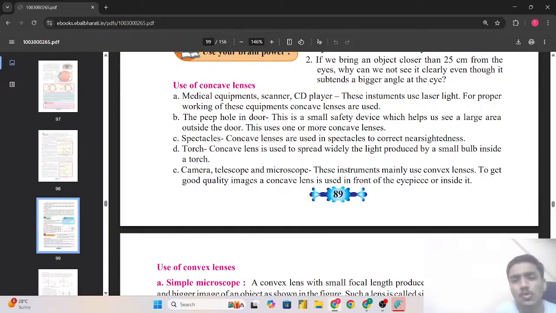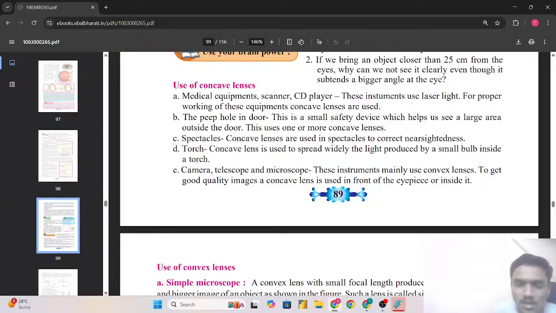So in all such equipments, concave lenses are used. Next is the peephole in the door. There was a Do You Think question, where the question asked which type of lens is used in the peephole in the door. So the answer to that question is the concave lens. The peephole in the door is a small safety device which helps us to see a large area outside the door. This uses one or more concave lenses.